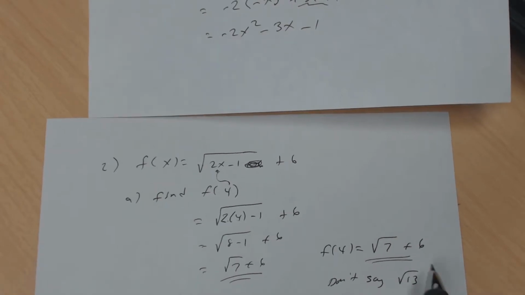Those are not like terms. And even if it was square root of 6, you still couldn't combine them, because that's the square root of 7, that's the square root of 6, and the radicands are different. So you couldn't combine them either. So don't make that mistake.